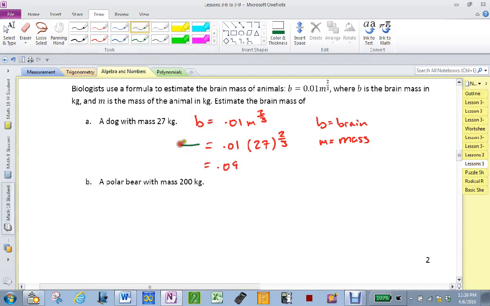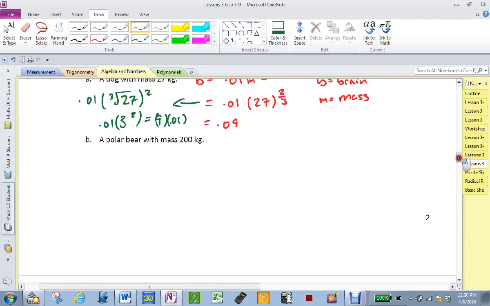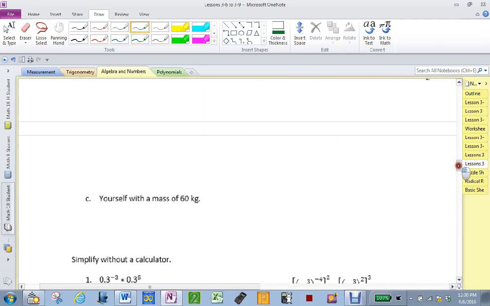Now let's pretend you don't remember that. What you're going to do here is you've got 0.01, yes, times cube root of 27 squared. What's the cube root of 27? 3 squared times 0.01. 3 squared is 9 times 0.01. 9 times 1 is 9, and I needed 2 decimals. Does everyone see how it works? And then I would ask you to do the next 2, which you would do on your own. Is everybody cool?